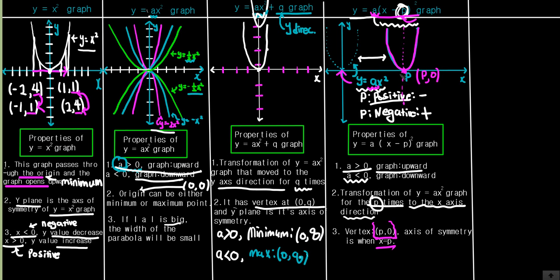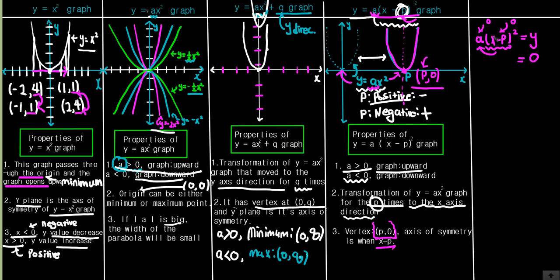We always need to remember that the minimum or maximum point lies on the axis of symmetry. So we need to find the case when the x value exists and the y value is equal to 0. In this graph, a times x minus p squared is equal to y, but we know y in this case is going to be 0. In order to make it 0, the a value should be 0, or the inside of this parenthesis should be 0.